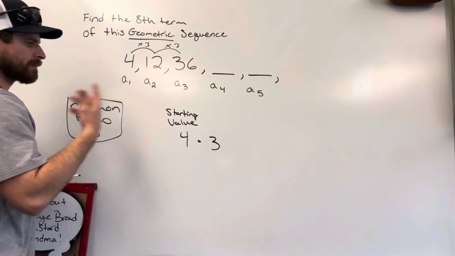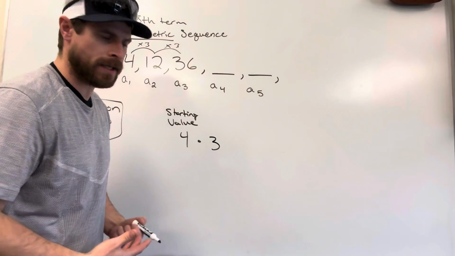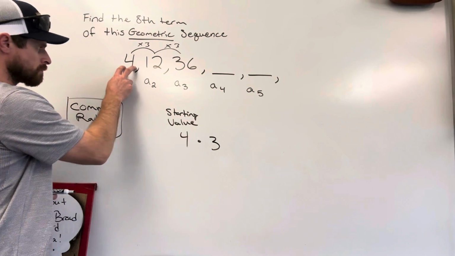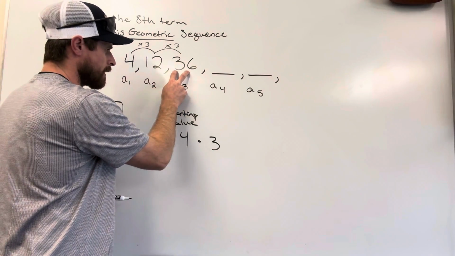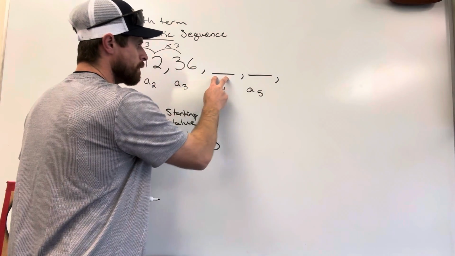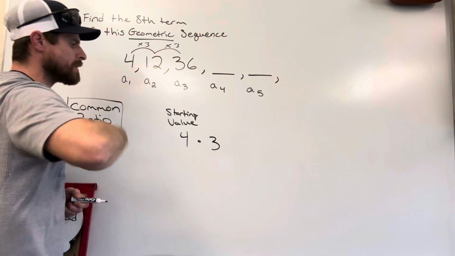Now, what you can think of this as is just repeated multiplication, right? Start with 4, great. Multiply by 3 to get this. Multiply by 3 to get that. Multiply by 3 to get this. Multiply by 3 to get that. And you can just keep on going, right?